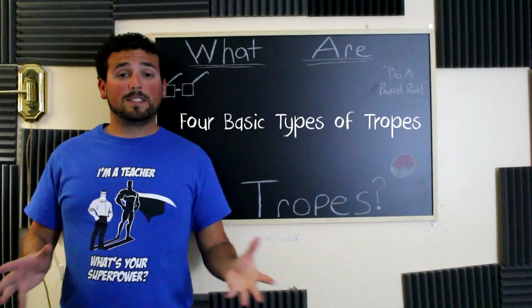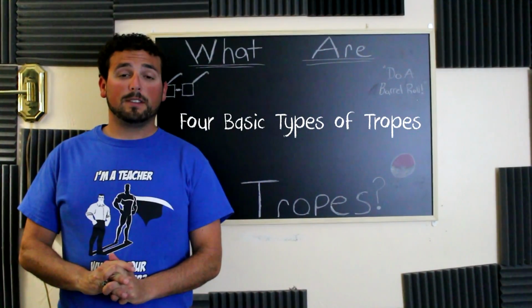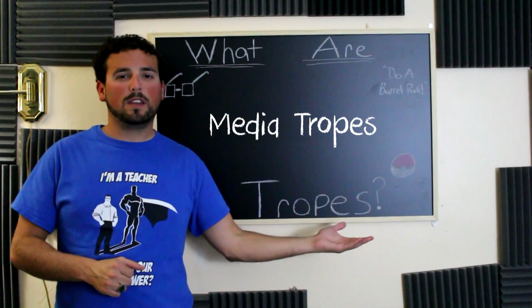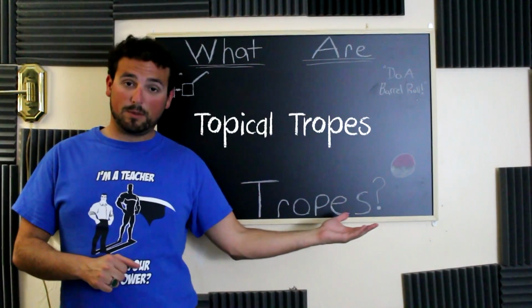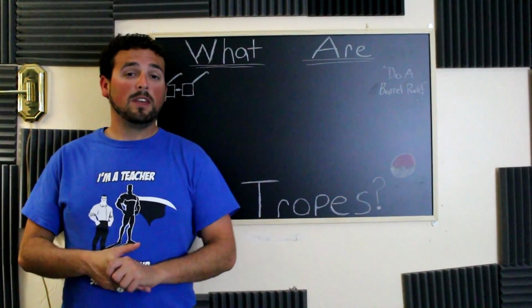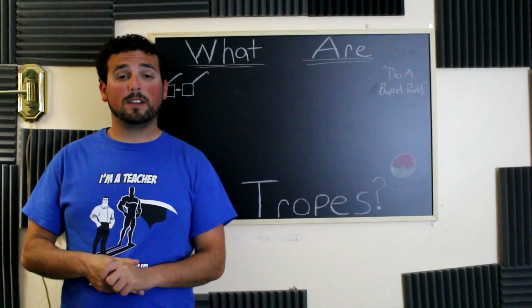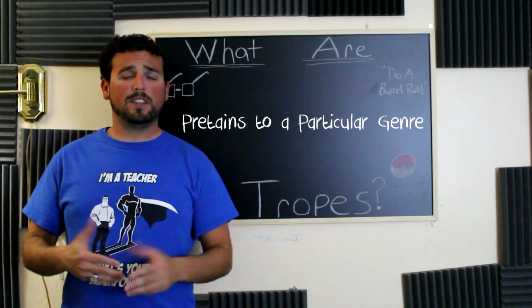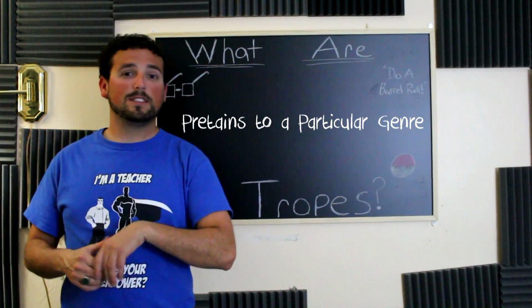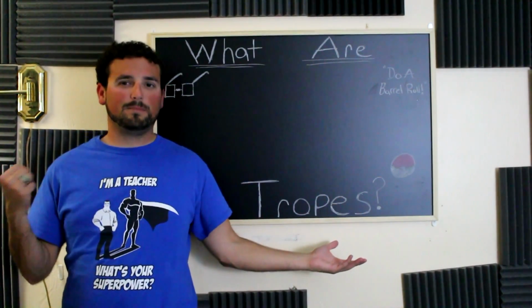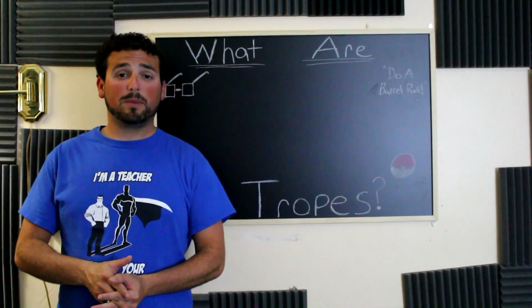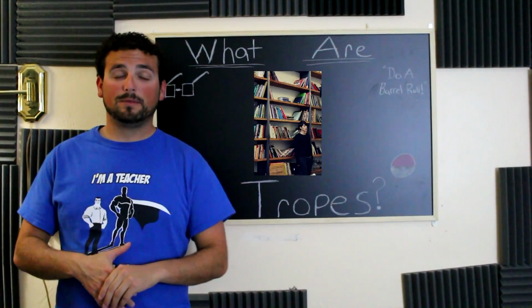And there are 4 basic types of tropes that we're going to talk about tonight. We're going to talk about genre tropes, media tropes, narrative tropes, and topical tropes. Now, the first trope that we are going to talk about tonight are genre tropes. A genre trope is a trope that pertains to a particular genre, such as action-adventure or drama. You know, things that you might recognize whenever you look on a bookshelf.